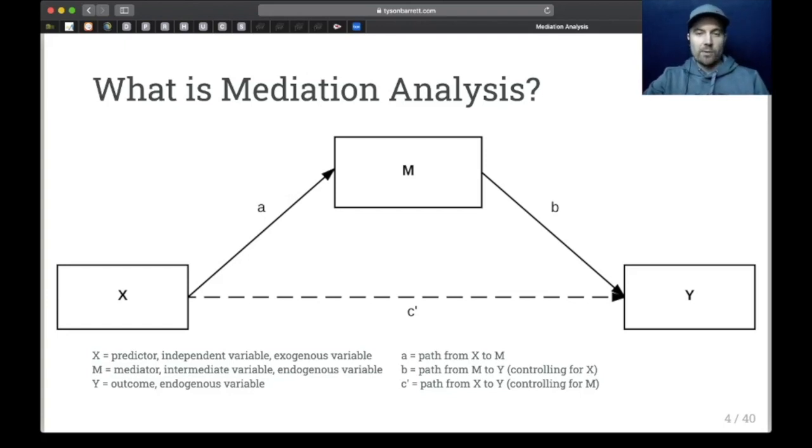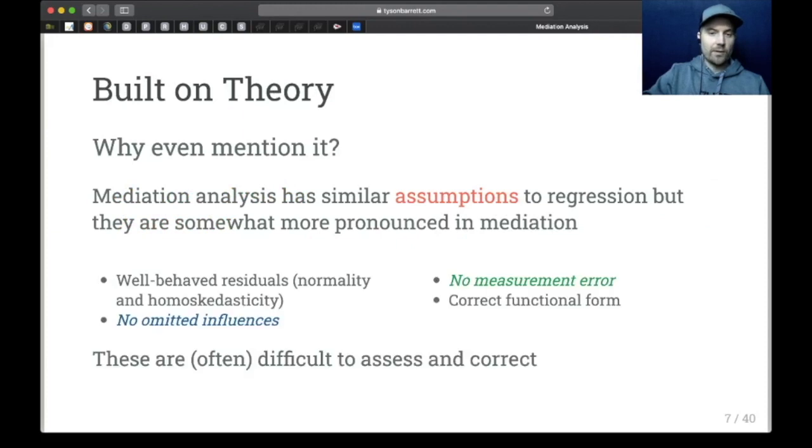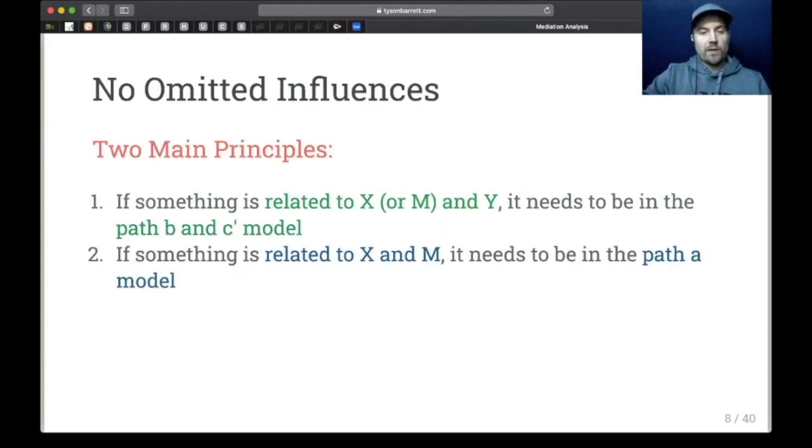Another one of our endogenous variables is this M variable. And we look for all the arrows coming to that one, and all we see is the arrow from X. So that's another model, is just X predicting M. That means in this case, with this mediation model, there are two regression models that make up the whole mediation model. So if we come back to this, if something's related to X or M and Y, it needs to be in the path BC model, the model predicting Y. And if something's related to X and M, it needs to be in the path A model.